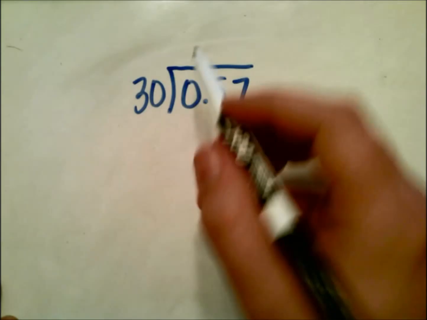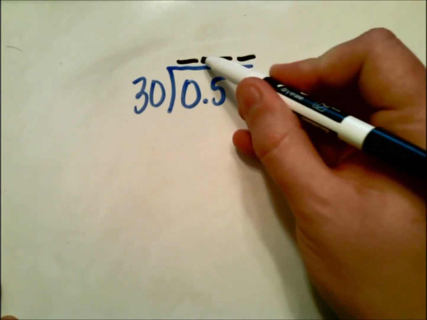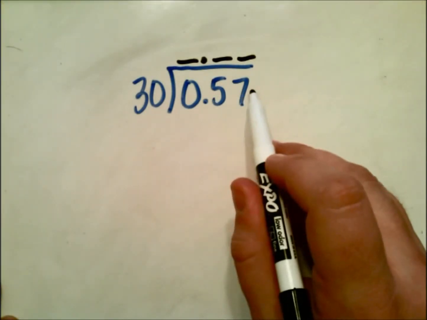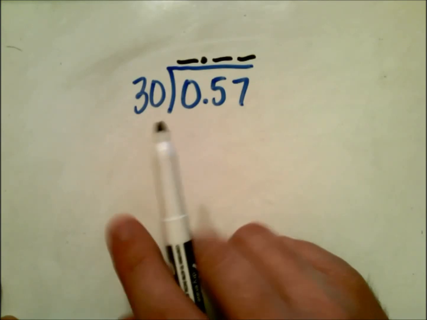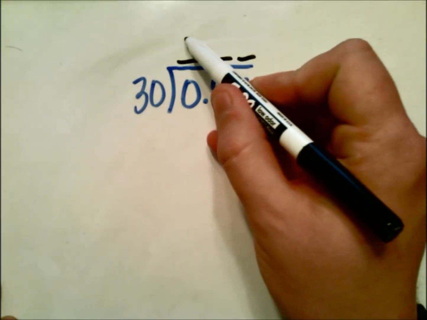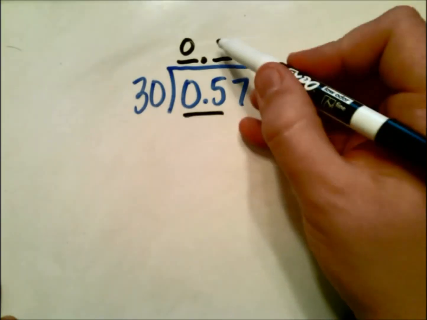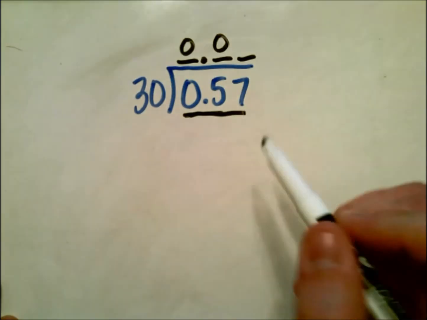So what we can do is make our dashes above and move that decimal directly above where it was, matching every one of these place values with the place values up here. If we add more zeros, we'll add more dashes. Okay, so 30 goes into 0 times. Move over to the 5. 30 goes into 5, unfortunately, once again, 0 times. We're going to extend it over to the 57.